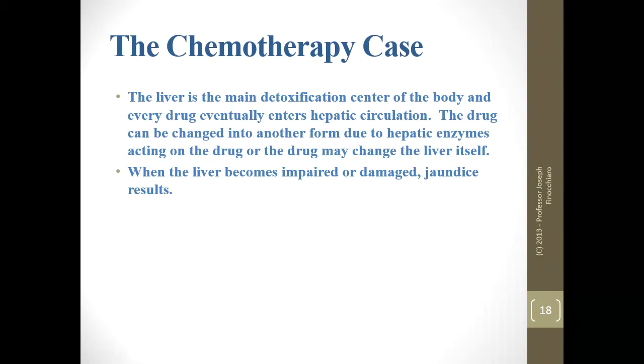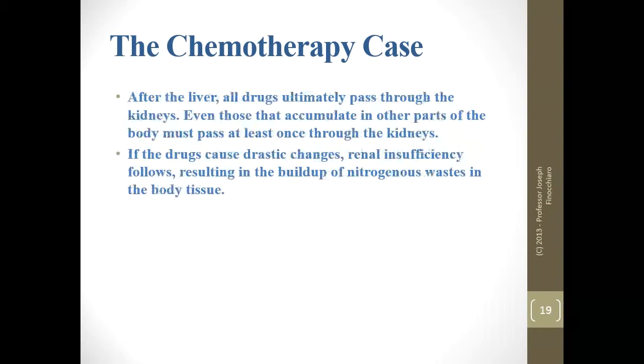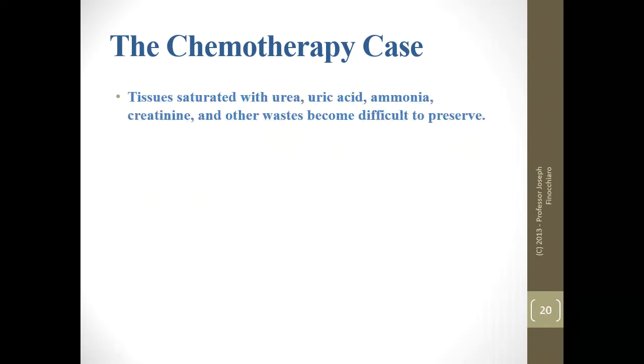Liver is our main detoxification center of the body, and every drug eventually gets into hepatic or liver circulation. The drug can be changed into another form due to enzymes acting on the drug, or the drug may even change the tissues of the liver itself. And whenever the liver starts to function abnormally, jaundice results and we have problems. After the liver, drugs then go to the kidneys, and those that accumulate in other parts of the body must at least pass once through the kidneys for cycling through. And if the drugs cause drastic changes, renal insufficiency follows, which means even more problems. When your kidneys and your liver aren't working, pretty much you're going to be dead meat soon.